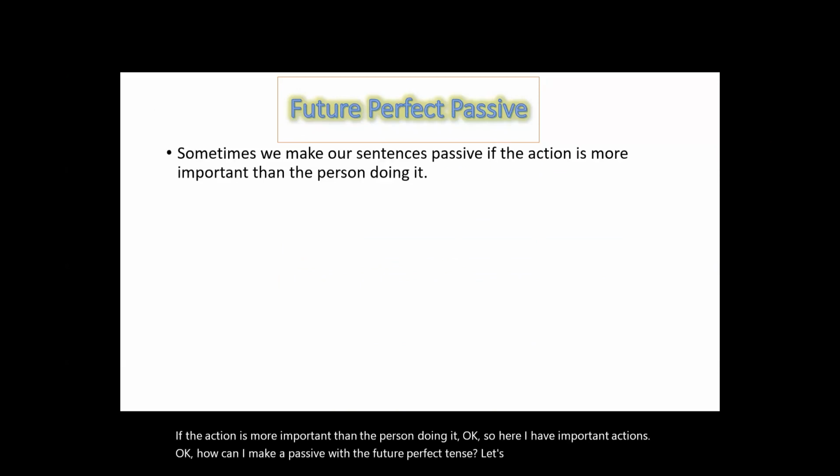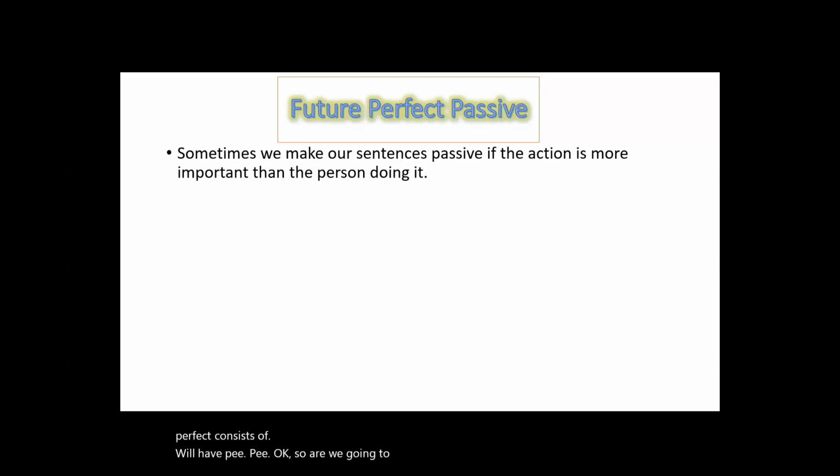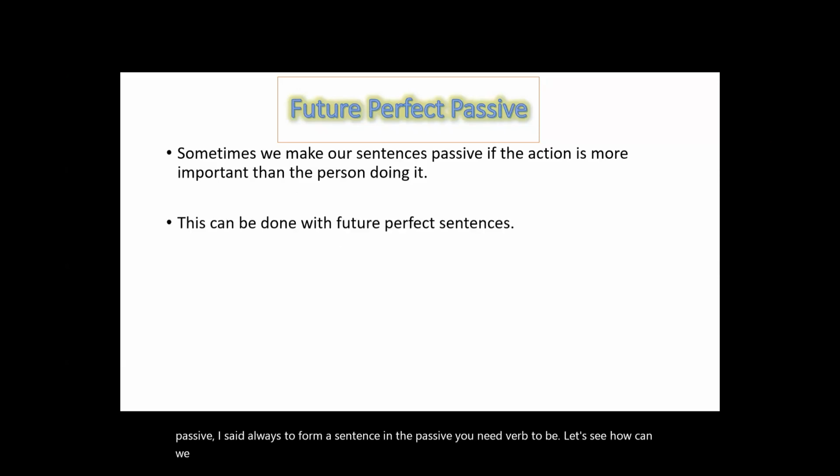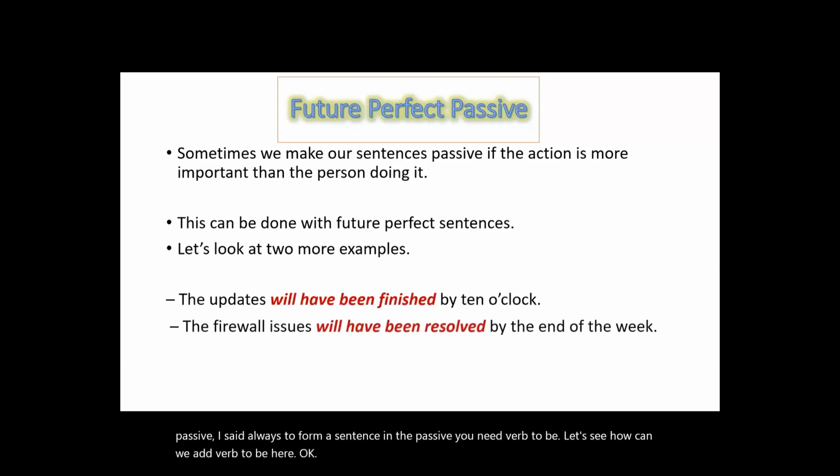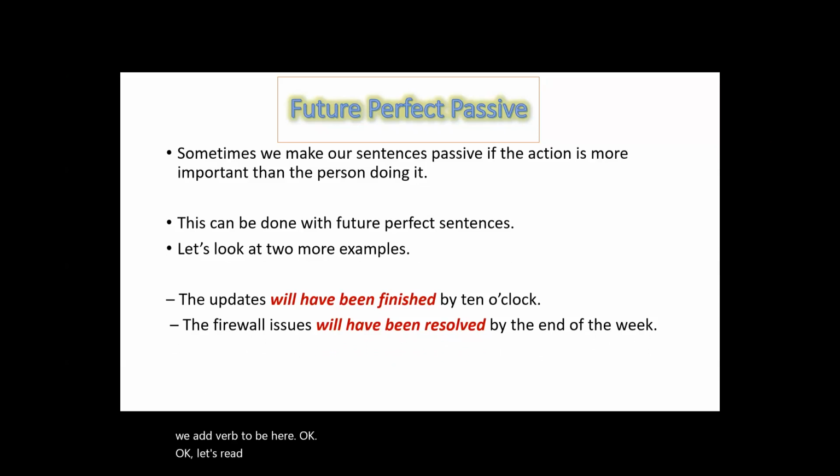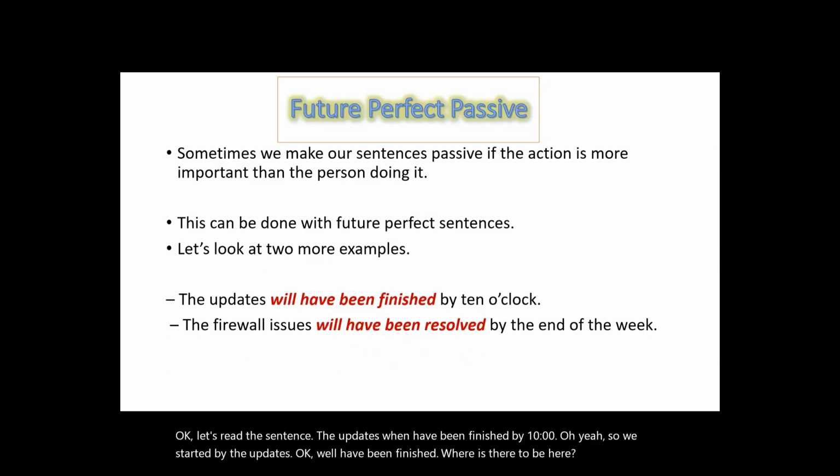Let's see. Well, I said that the future perfect consists of will, have, past participle. So are we going to add something? If you remember, when I talked about the passive, I said that to form a sentence in the passive, you always need the verb to be. Let's see how we can add the verb to be here. Let's read the sentence: The updates will have been finished by 10 o'clock. So we started with the updates. Will have been finished. Where is the verb to be here? Yes, I hear some of my clever students saying been. Excellent. So I added been here.